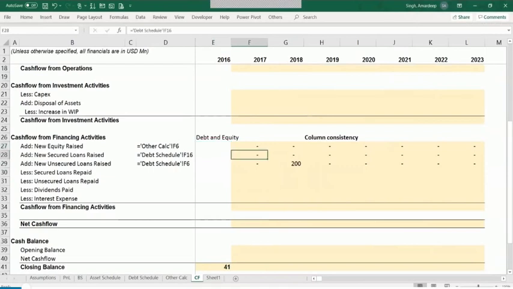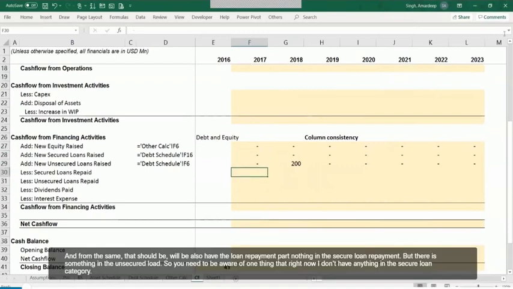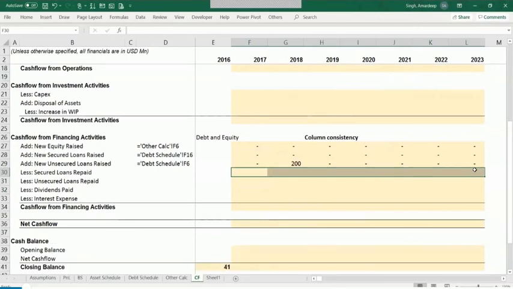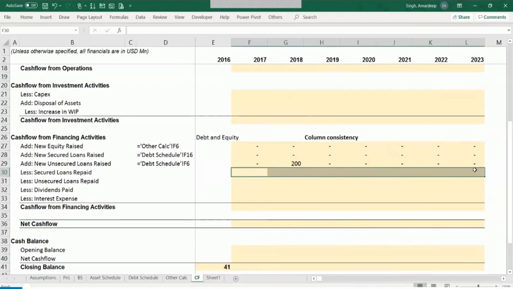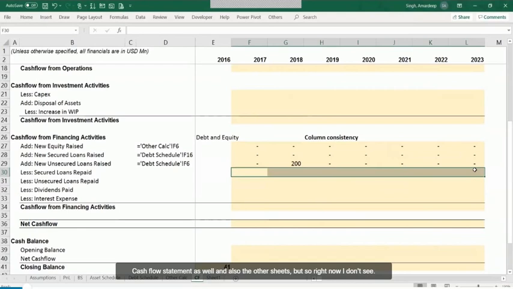So we've got the equity raised, secured loan raised, and the unsecured loan raised. And from the same debt schedule, we also have the loan repayment part. There is nothing in the secured loan repayment, but there is something in the unsecured loan payment. You need to be aware that right now I don't have anything in the secured loan category. Still, I would need to refer to it in the cash flow statement, because at a later stage, if somebody does something in the assumptions tab which changes the debt schedule, then automatically it should be reflected in the cash flow statement and also the other sheets. Right now I don't see anything in the secured loan being raised or repaid. Still, I'm going to show that formula over here.